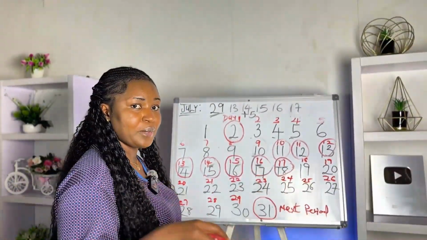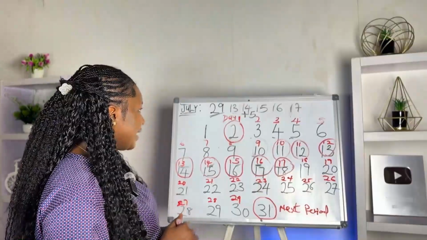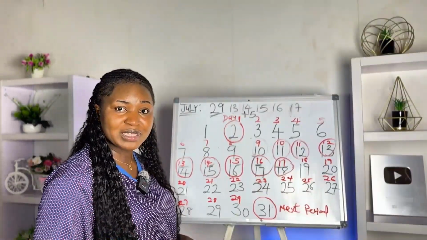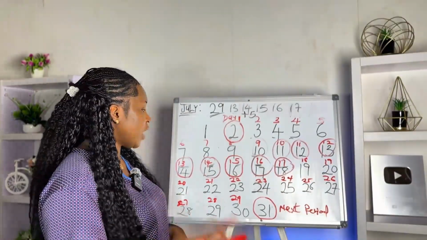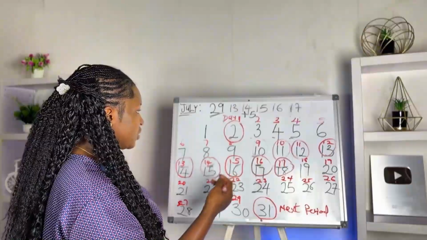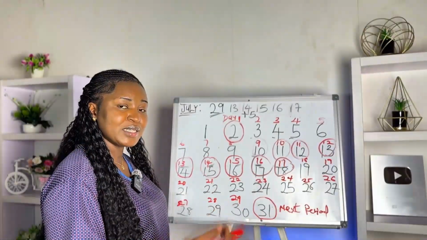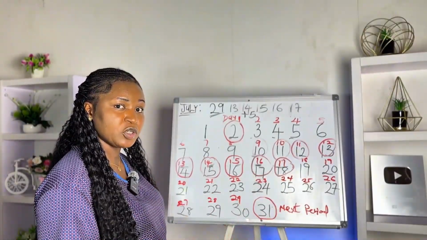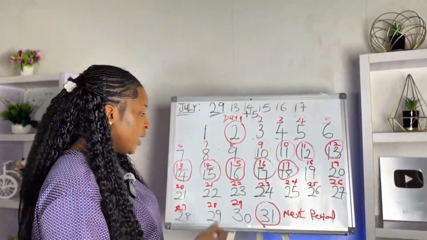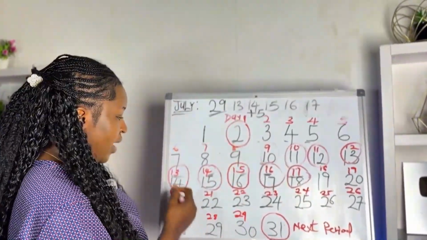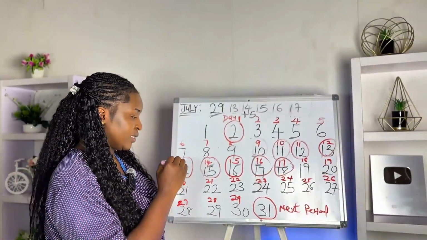Now, just a little recap about this fertile window. Like I said earlier, sperm can survive in a woman's body for up to 5 days. Now, because sperm can survive in a woman's body for 5 days, you pick the earliest date you can ovulate from your plus and minus 2 method. You pick the earliest date. Now, for this 29-day cycle, our earliest date she can ovulate is the 13th.